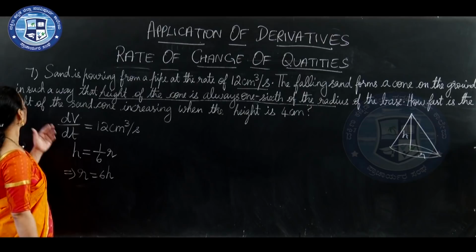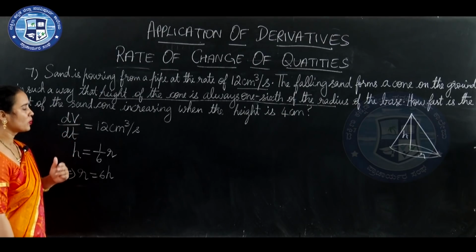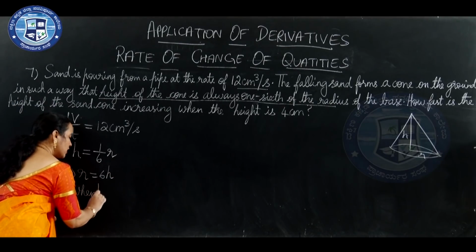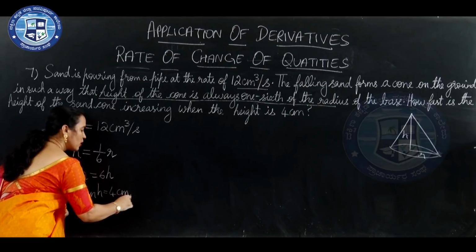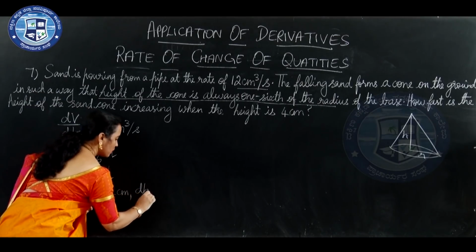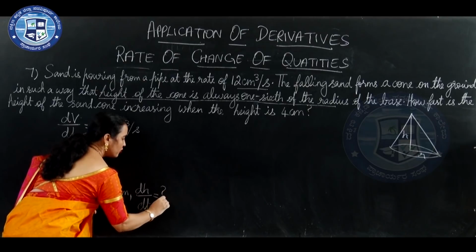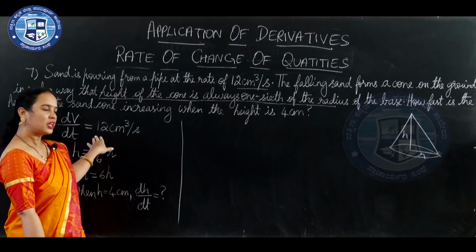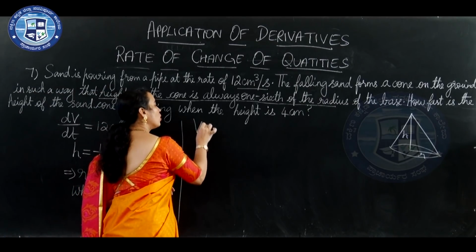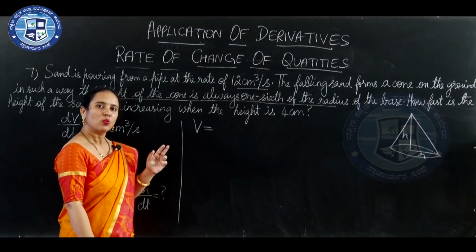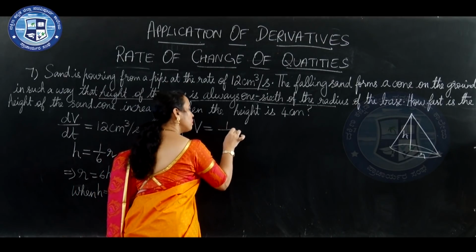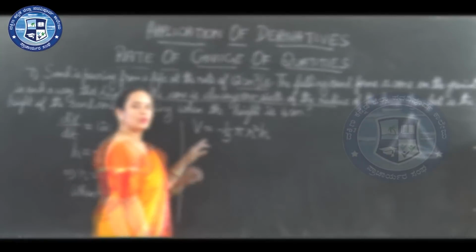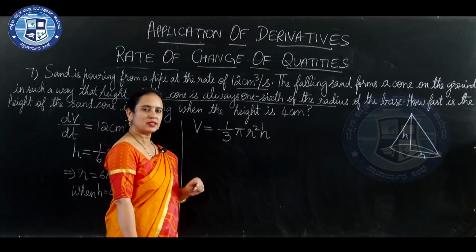What else is given? How fast is height of the sand cone increasing when the height is 4 centimeter? So, when h is equal to 4 centimeter, what will be dh by dt? So, you have to find change in height. Now, they have given change in volume. So, let us start with volume of a cone formula. Volume of a cone is 1 by 3 pi r square h.